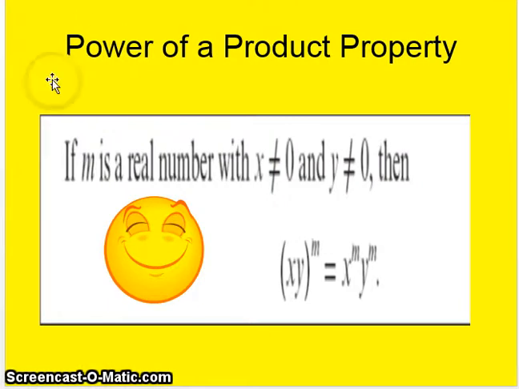Now we have the power of a product property, and it says if m is a real number with x does not equal 0 and y does not equal 0, then xy to the n power equals x to the m, y to the n. Now what this means is, just like before when we have an exponent inside the parentheses and an exponent outside the parentheses, we still will multiply those exponents. However, that one outside the parentheses has to be multiplied by every exponent inside the parentheses.